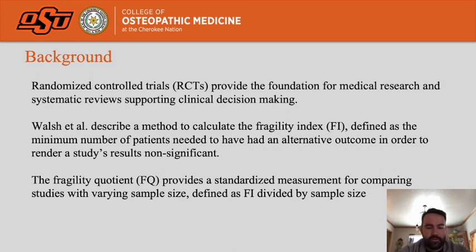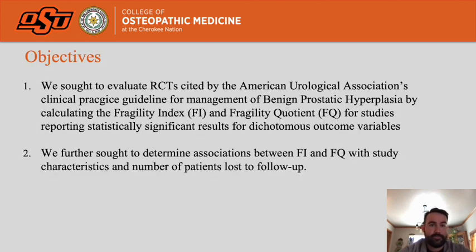And so when we are looking at the fragility index, we are comparing studies with different sample sizes. And so in order to have a one-to-one comparison, we've also developed a tool called the fragility quotient, which provides a standardized measurement for comparing studies with different sample sizes.